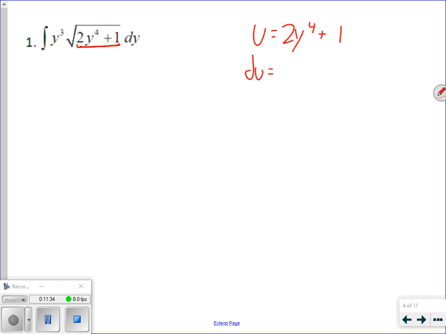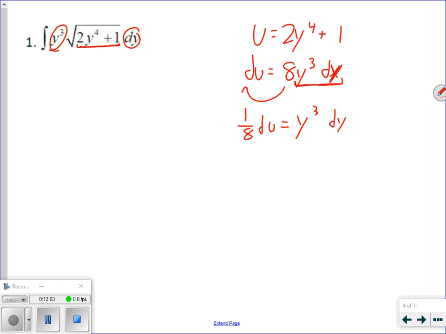So then du equals 8y cubed dy. That's my scratch work over there. Now, if you notice, we got y cubed and we got dy right there. Because there's no 8, I'm going to bring the 8 over here. I'm going to say 1/8 du equals y cubed dy. So I'm going to substitute this out for 1/8 du.